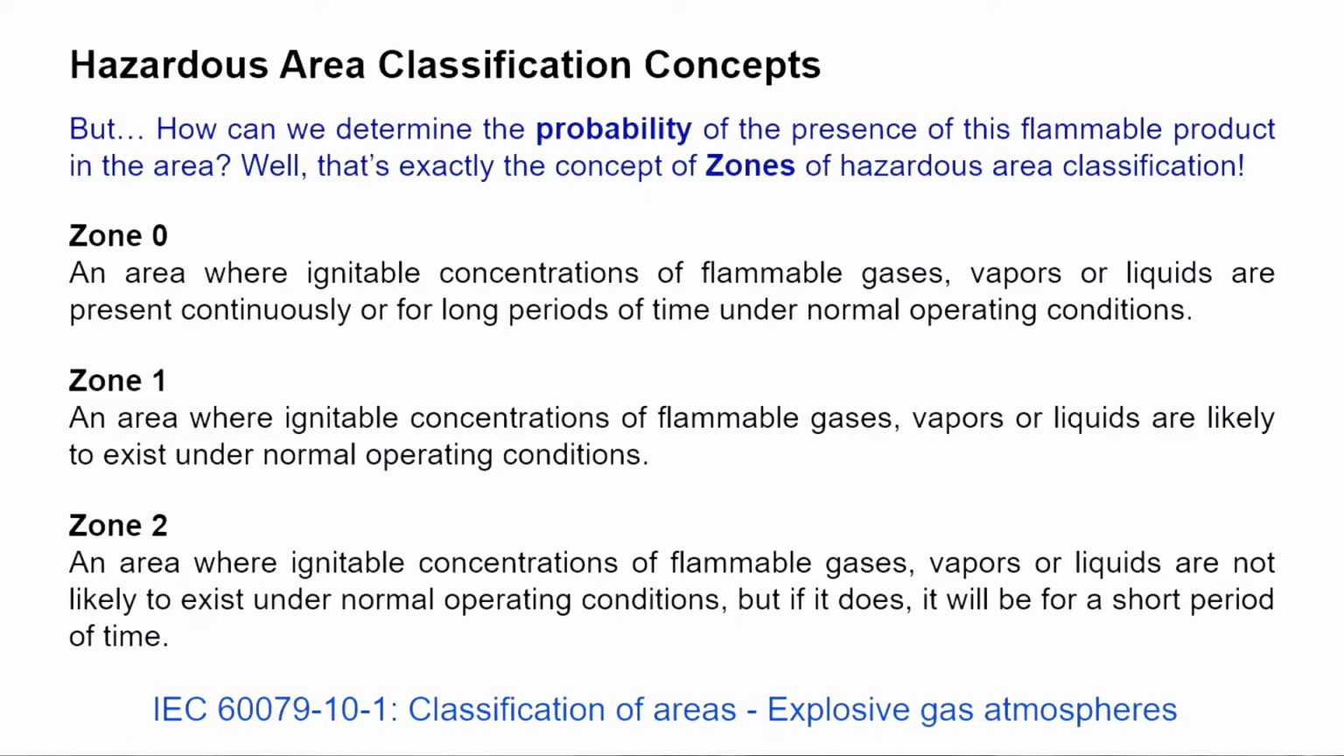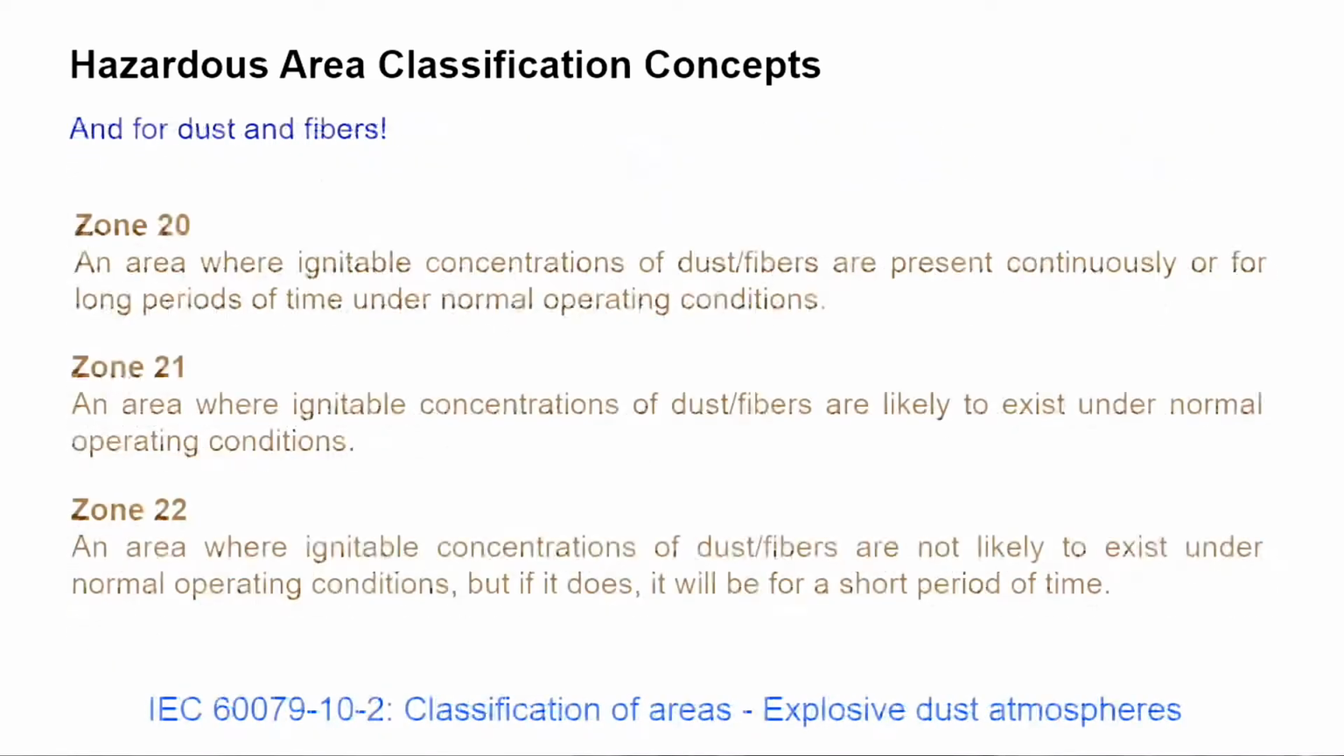Pay attention to that here. Zone 0, 1, and 2 are in normal operation. We are talking about fugitive emissions. We're not talking about leakage here. And zone 0, 1, and 2 work for gases and vapors, while zone 20, 21, and 22 work for dust and fibers.